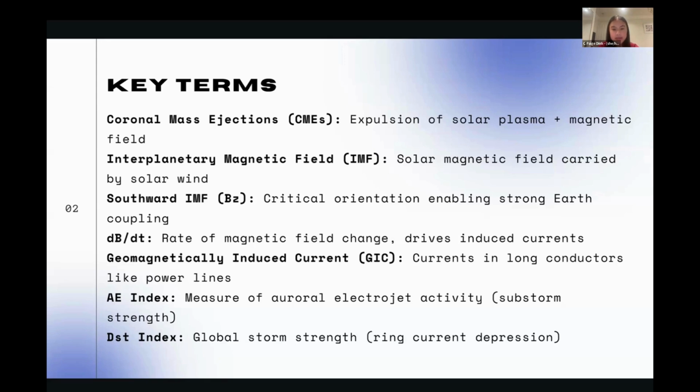The dB/dt means the rate of change of the magnetic field, and a high value strengthens induction. Geomagnetically induced currents, or GICs, are the actual unwanted currents flowing in long conductors like power lines. And to monitor activity, we use indices. The AE index captures the auroral electrojet strength and substorm intensity, while the Dst index measures how depressed Earth's ring current is. So that represents the global storm strength.